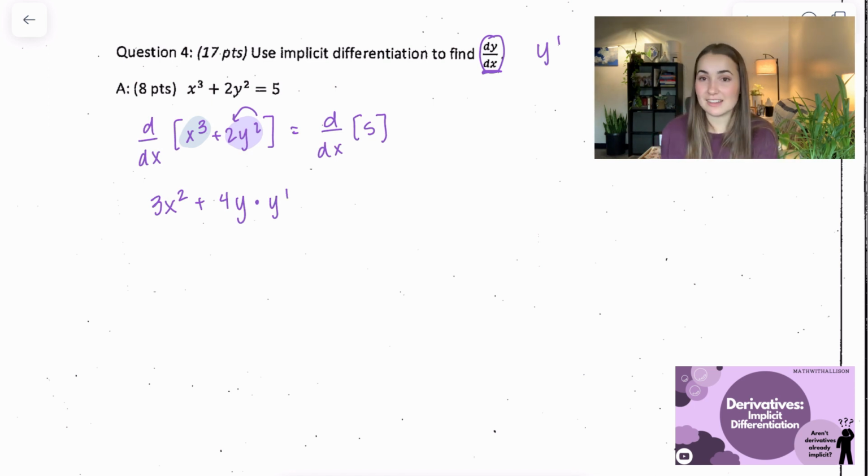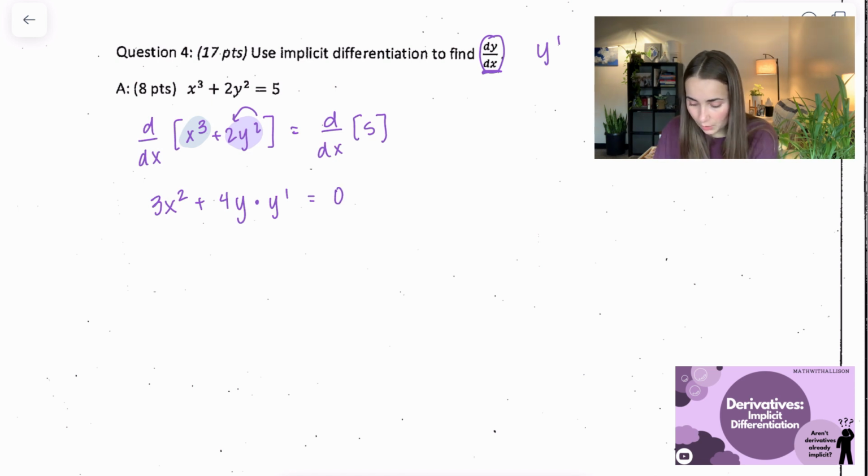So we're actually secretly using chain rule even for the x. The inside is x, and the outside is the power of 3. But when we take the derivative of x in terms of x, it's just 1. And we don't need to write times 1. So now let's go ahead and take the derivative of 5. We know the derivative of a constant is just going to be 0.